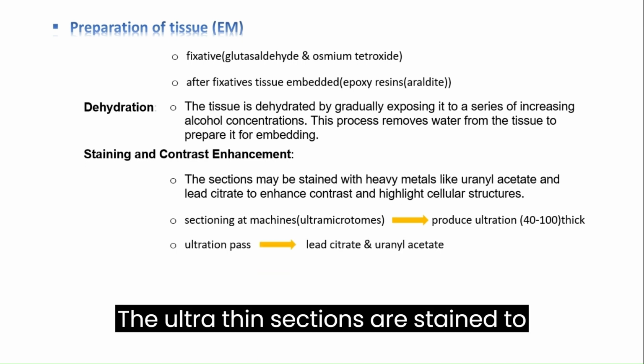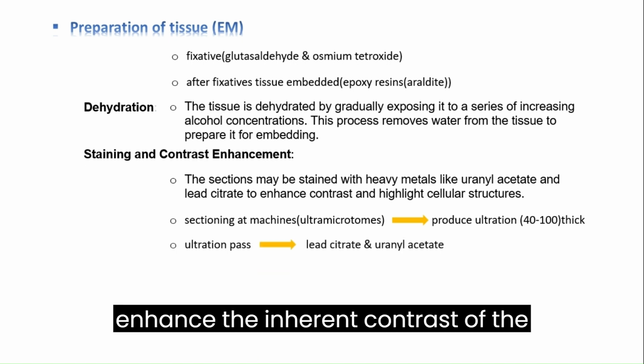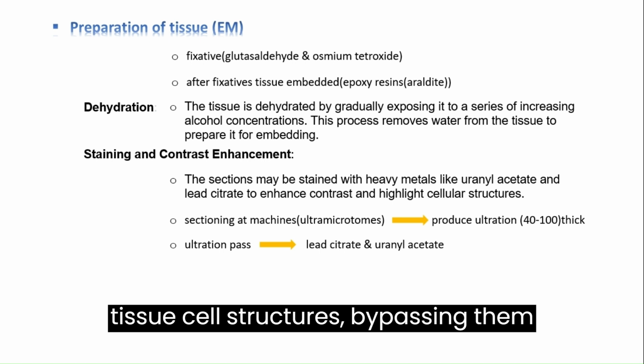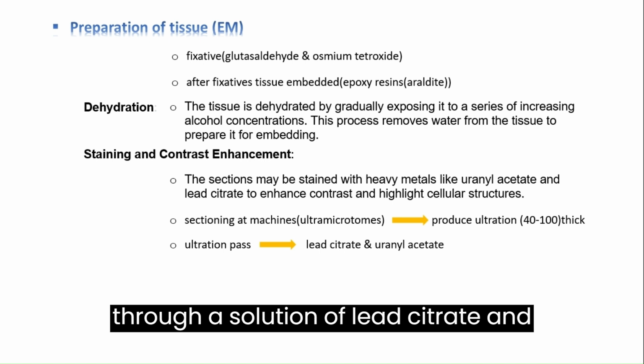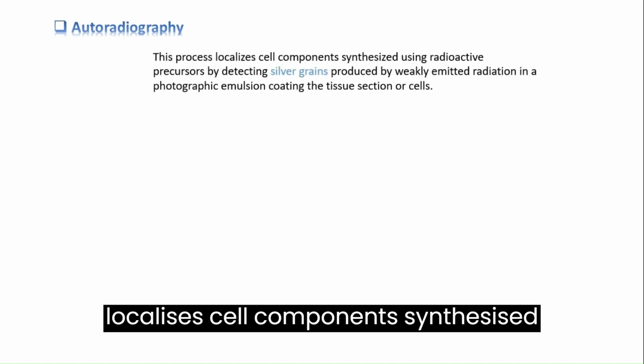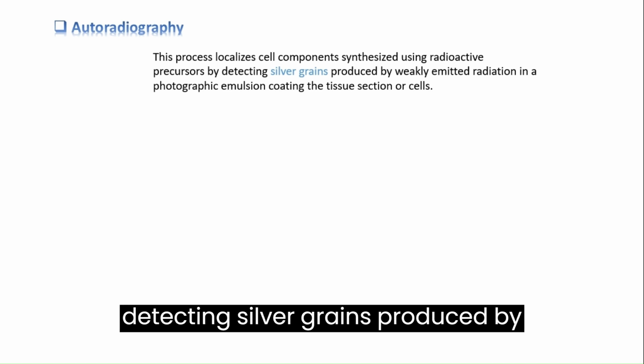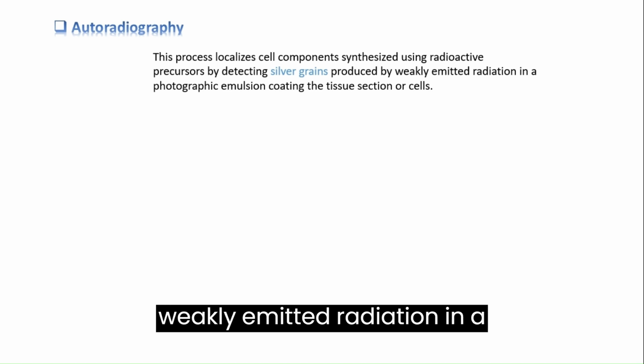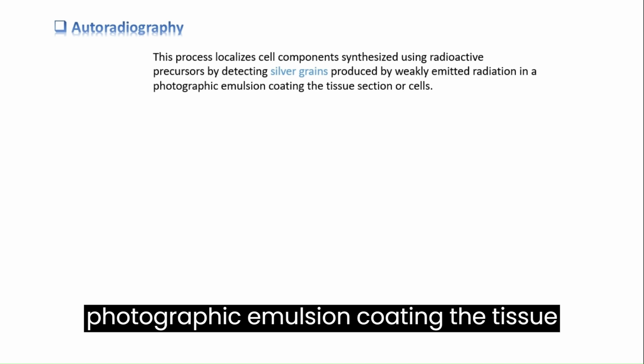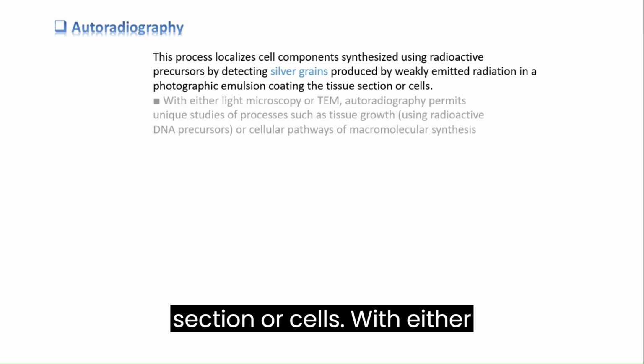The ultra-thin sections are stained to enhance the inherent contrast of the tissue cell structures by passing them through a solution of lead citrate and uranyl acetate. Autoradiography. This process localizes cell components synthesized using radioactive precursors by detecting silver grains produced by weakly emitted radiation in a photographic emulsion coating the tissue section, or cells.